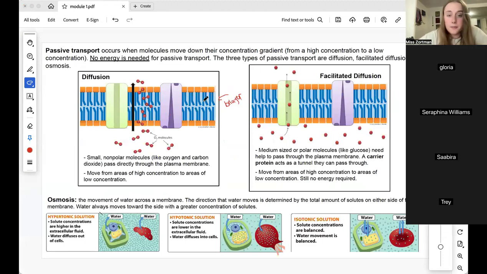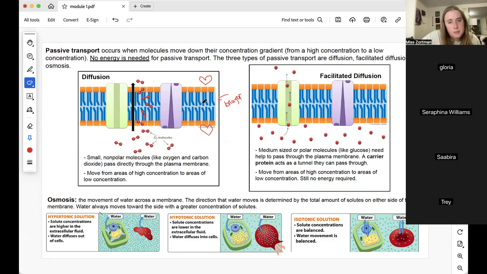Okay, so we have our bilayer, so two layers of phospholipids. And then we have the part that loves water, which are the hydrophilic heads. Those are going to point outwards because there's going to be water in and out of the cell.